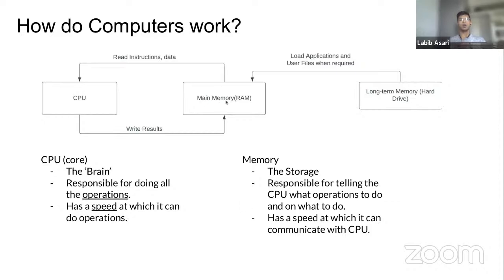So as we see over here, all of the data and instructions that are present in the memory have to be carried inside the CPU before the CPU can actually execute those instructions. So the speed at which this data transfer happens also has a limit.